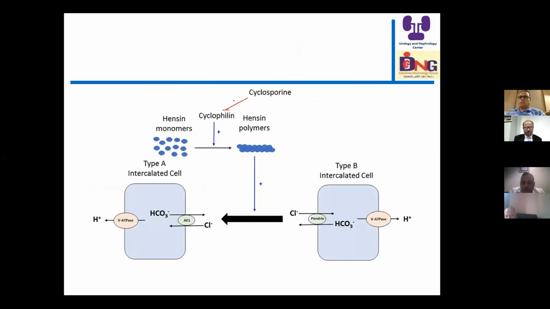In case of high acid load, the kidney adapts to this by converting intercalated cells from type B, which is bicarb secreting, to type A intercalated cells, which is hydrogen secreting. For this adaptation to happen, it needs deposition of a protein called hensin in the extracellular matrix. This hensin is present as a monomer. For its activation, it needs to be polymerized. The polymerization depends on a catalyst, cyclophilin. Cyclosporin inhibits this cyclophilin, and in turn inhibits this polymerization and this adaptation of the intercalated cells, causing more and more acidosis.